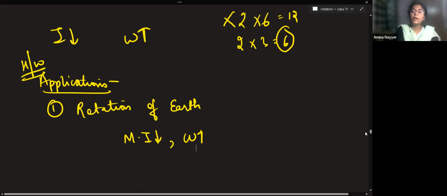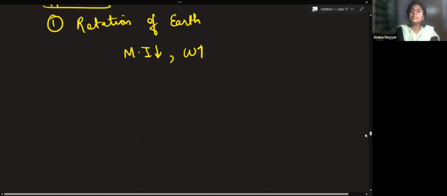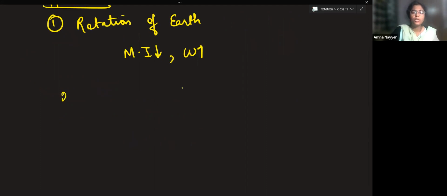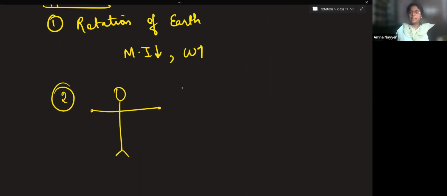Another example: you have seen those dancers. See what they do. They have their arms stretched out like this while dancing. When they bring their arms closer to their body, that decreases the radius, and so it decreases the moment of inertia. So their angular velocity increases.